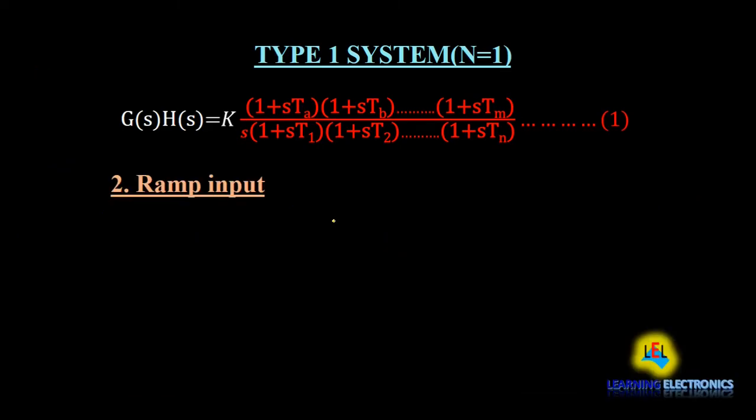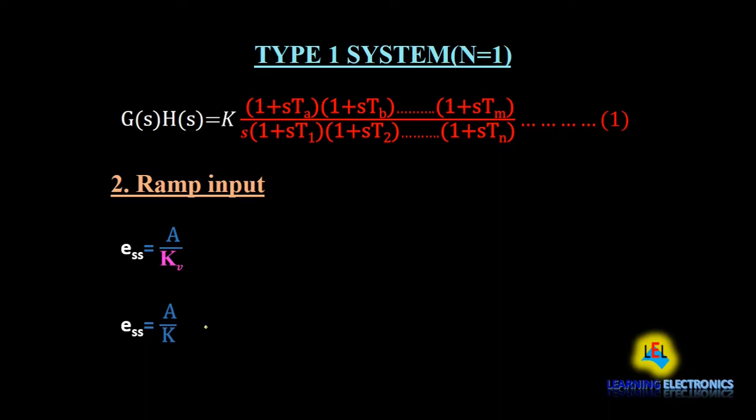Now next is ramp input applied to the type 1 system. We know that when ramp input is applied, the velocity error coefficient controls the error. So when we put the value of G(s)H(s) in this equation, we'll get velocity error coefficient Kv is equal to K, and the steady state error when ramp input is applied is equal to A upon Kv. So when we put the value of Kv here, we get steady state error is equal to A upon K.